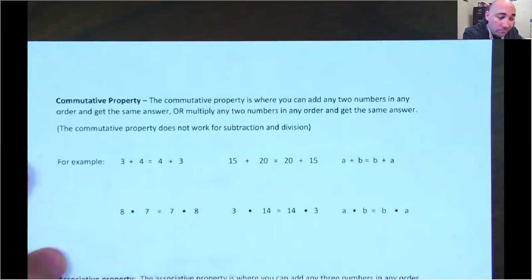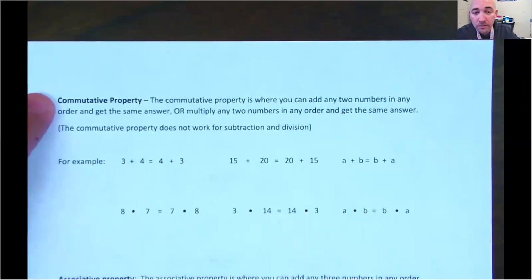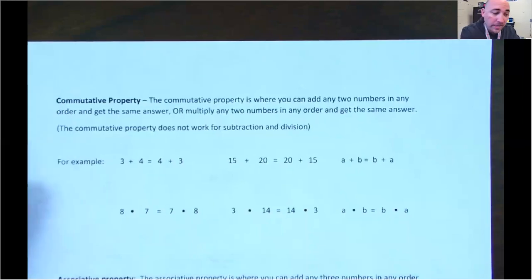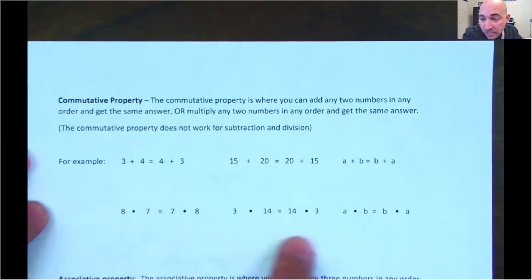When you see it with multiplying, 8 times 7 is the same as 7 times 8. 3 times 14 is the same as 14 times 3. And same thing with our variables. A times B is the same as B times A. So again, please copy down the bolded vocabulary word and the examples. So if you need to pause the video to do that, you may do so.